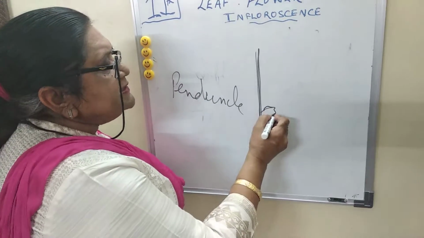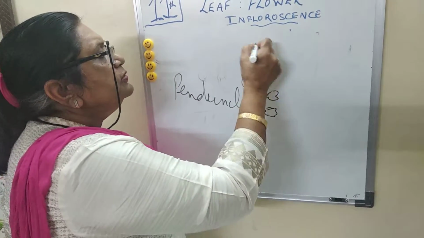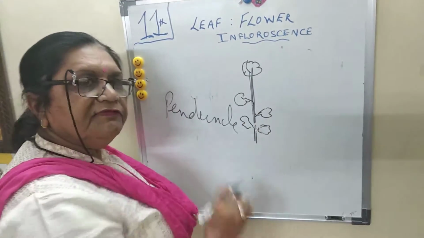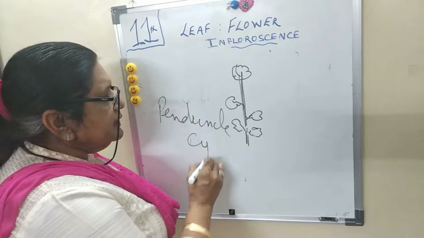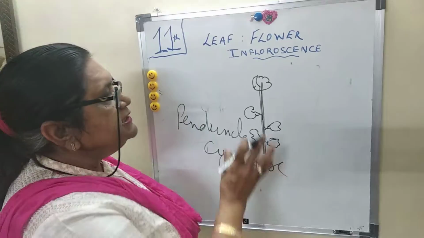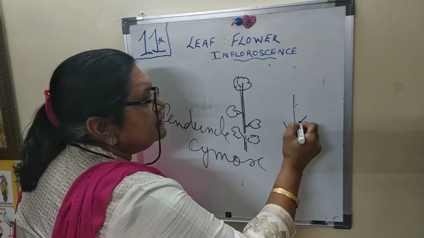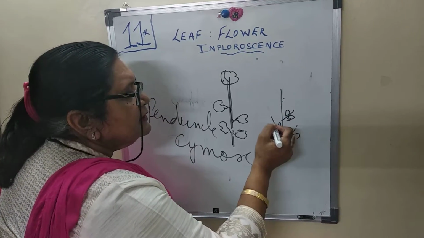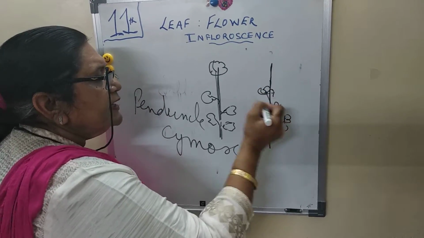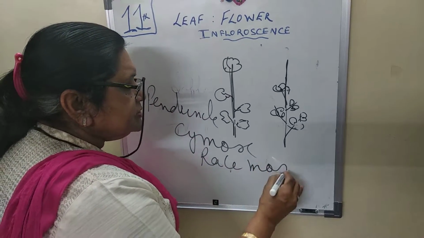So flowers are present. If the flower axis shows growth or stops flowering after giving one flower on the tip, then the inflorescence is called cymose, that means limited. Racemose is when the flowering is on the lateral branches like this, but the tip continues to grow and give flowers. This condition is called racemose.